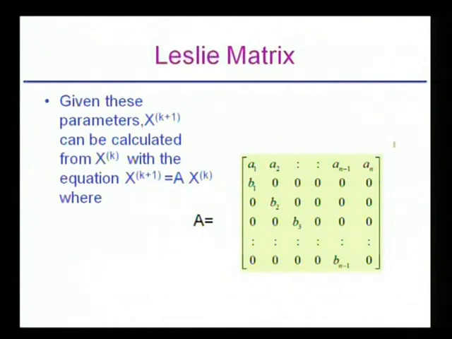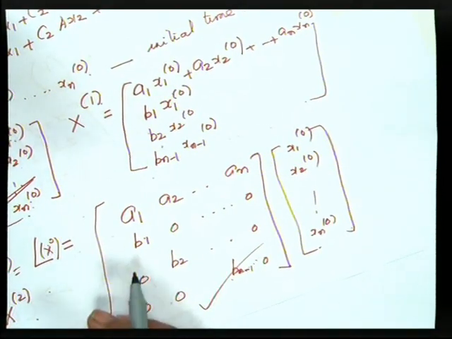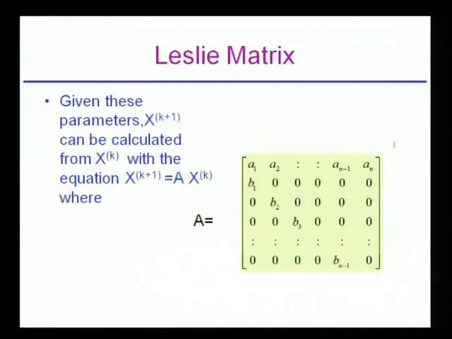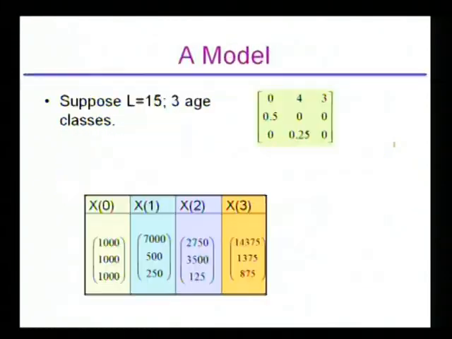Now what happens? What is x2? How do we get x2? By applying L once again to x1, we will get x2 and so on. Please look at the PowerPoint. So the general Leslie matrix looks like this. I have created a model. Please look at the model.